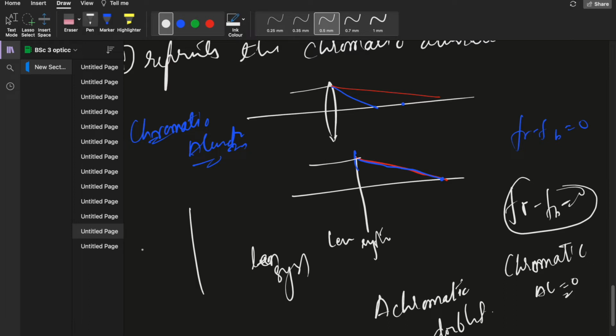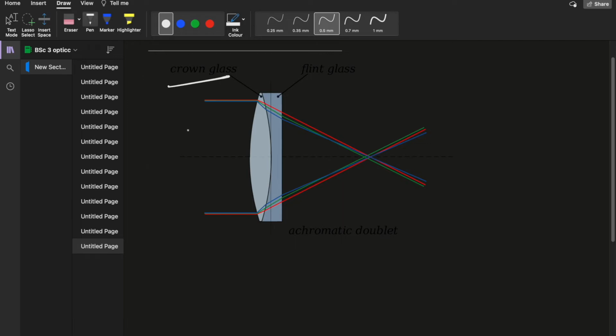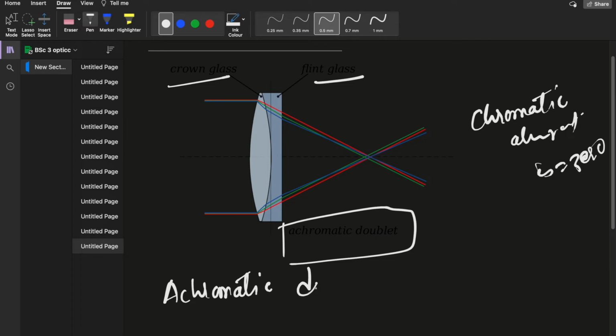All right. So as we can see here, one lens system is made up of crown glass, and another is made up of flint glass. White light comes from here. After refraction, all the colors are at the same point. So this is the case of achromatic doublet, where the chromatic aberration is 0.